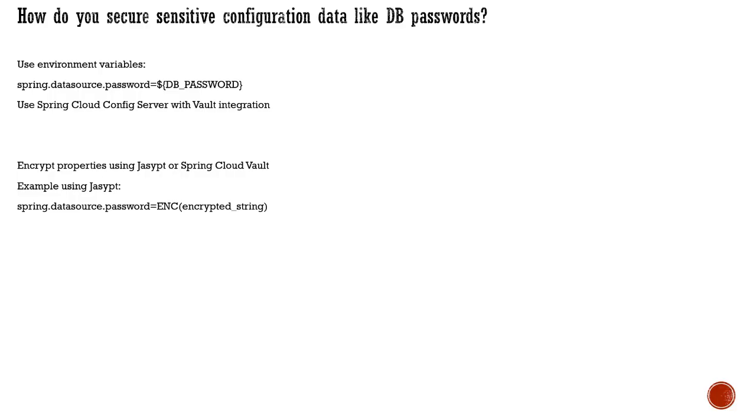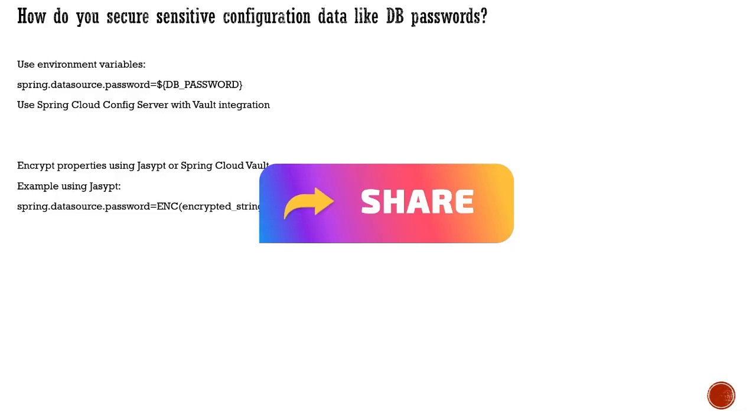Okay, now there is an encrypt property which uses JCE or Spring Cloud Vault. For example, there is the use of JCE. Now you can define the password encrypted in a string, right? This is how we can secure your configuration, the sensitive information like database passwords.